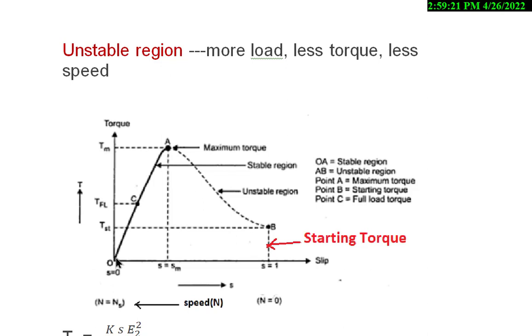Up to what extent? From 0 to A. Here A is the maximum torque, which is also called the pull-out torque, and this is the full load torque. The relation between the maximum torque and full load torque is like this: maximum torque will be approximately equal to 2 times the full load torque.